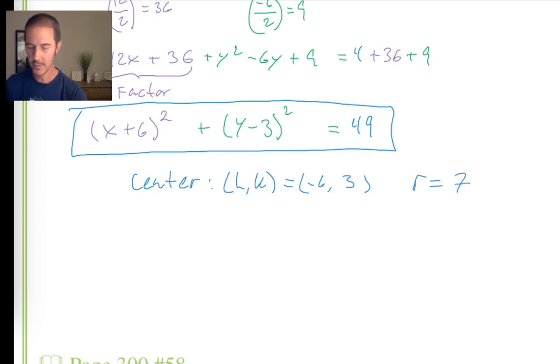If you got negative 6, 3 and a radius of 7, you win whatever you want. I want you to have whatever you want. But at the very least, you get a point for getting this answer correct. Maybe 2 points. 1 for the equation, 1 for the center, another point for the radius. Why not? 3 points for everyone.